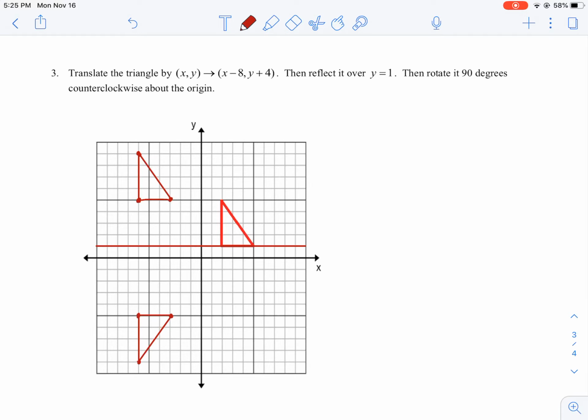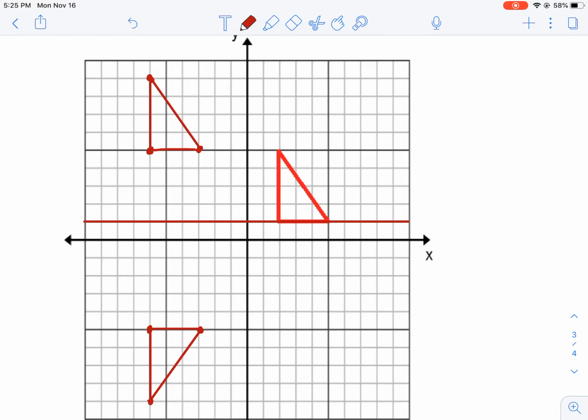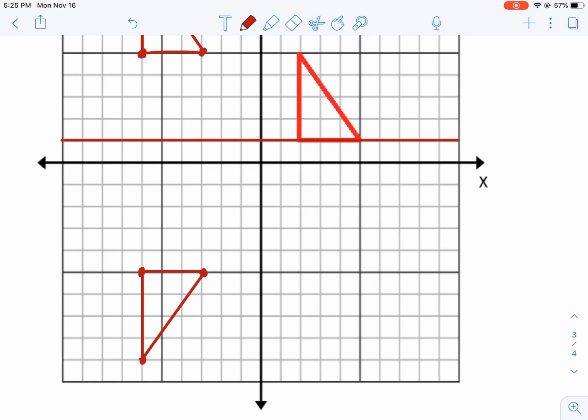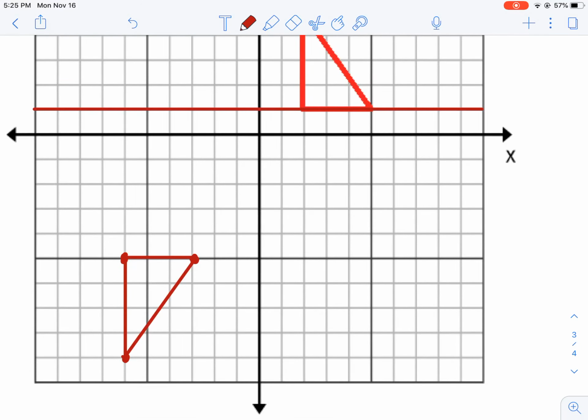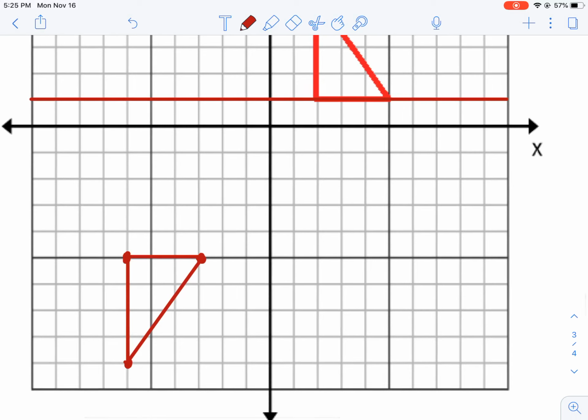Then I got to rotate it 90 degrees counterclockwise. So counterclockwise, that would be moving this way. So I'm going 1 quadrant over because it's 90 degrees. So 90 degrees, I got to flip my x and y. So this is -3, -5. So I got to go over 5.